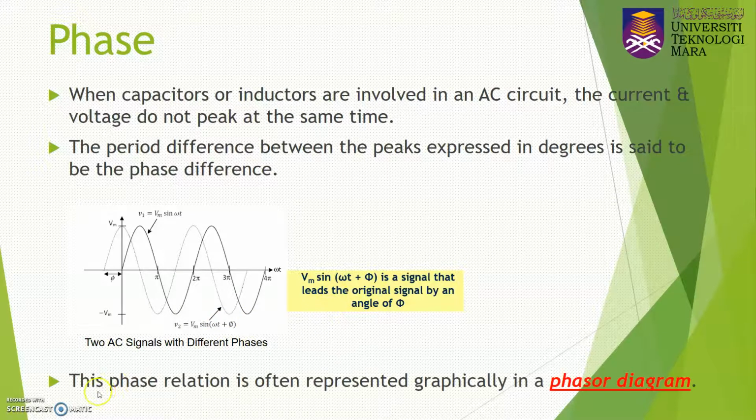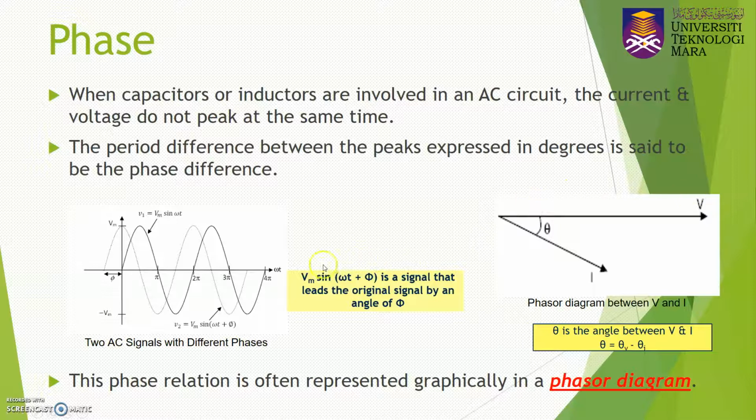This phase relation is often represented graphically in a phasor diagram. This is your phasor diagram between V and I. Here V is leading and I is lagging. The angle between V and I is represented by delta, so delta is equal to delta of V minus delta of I.